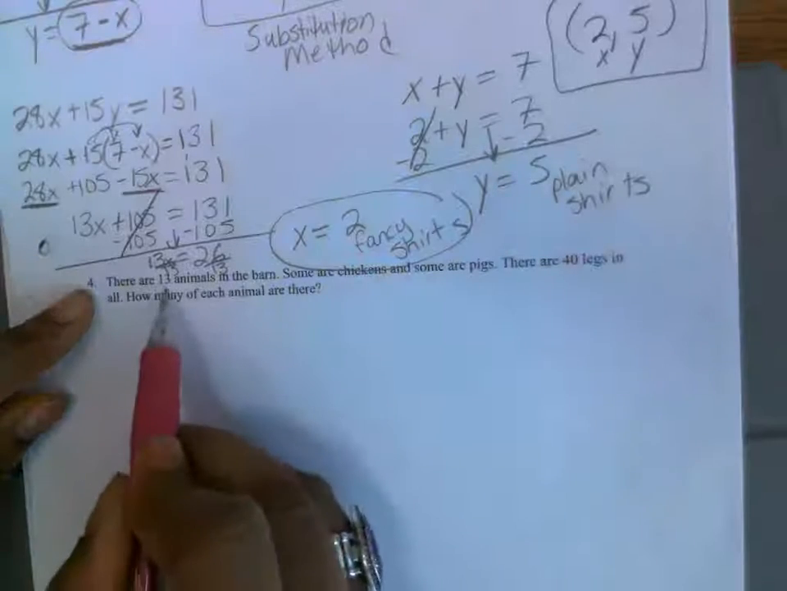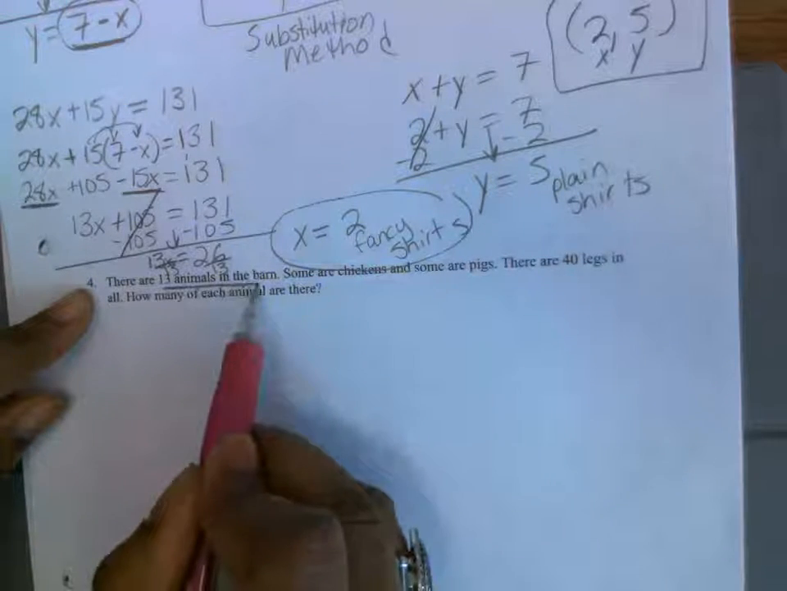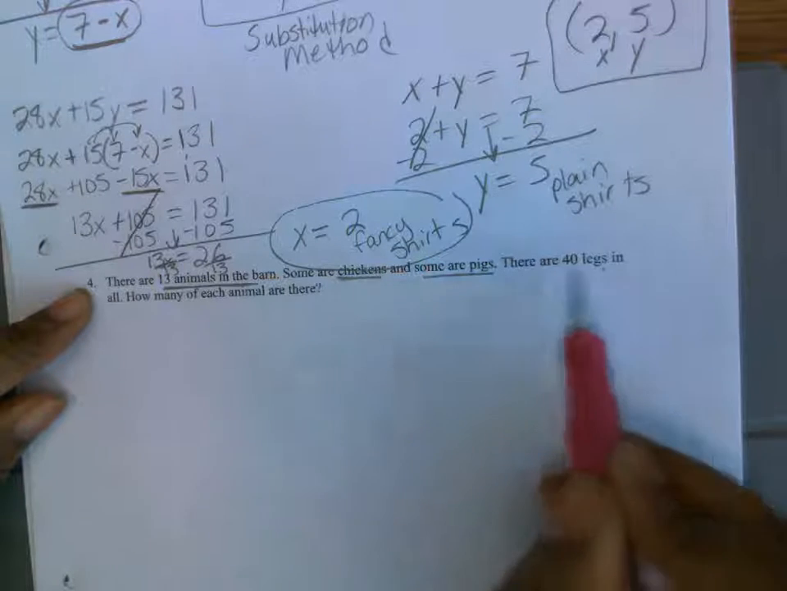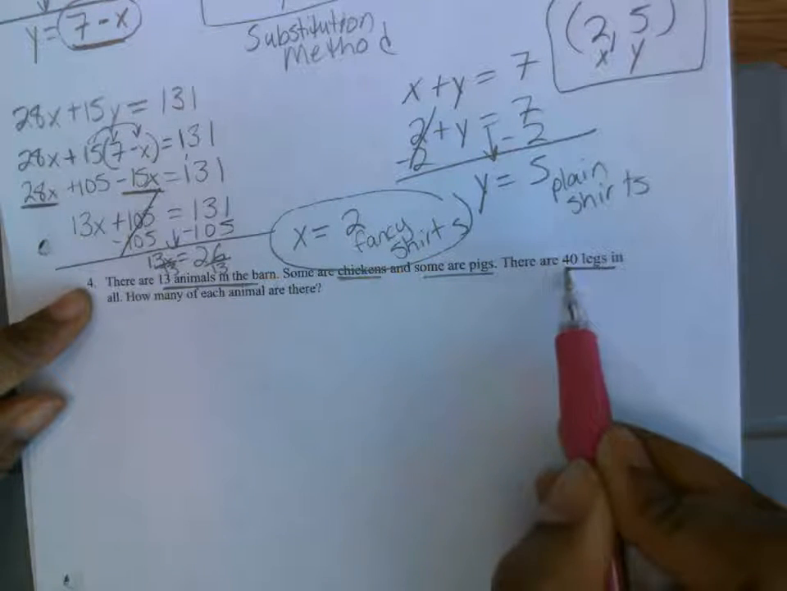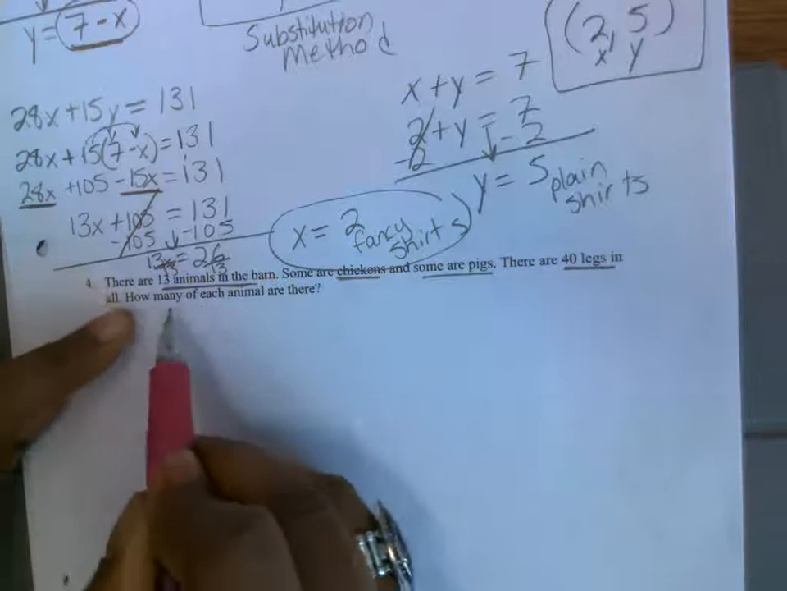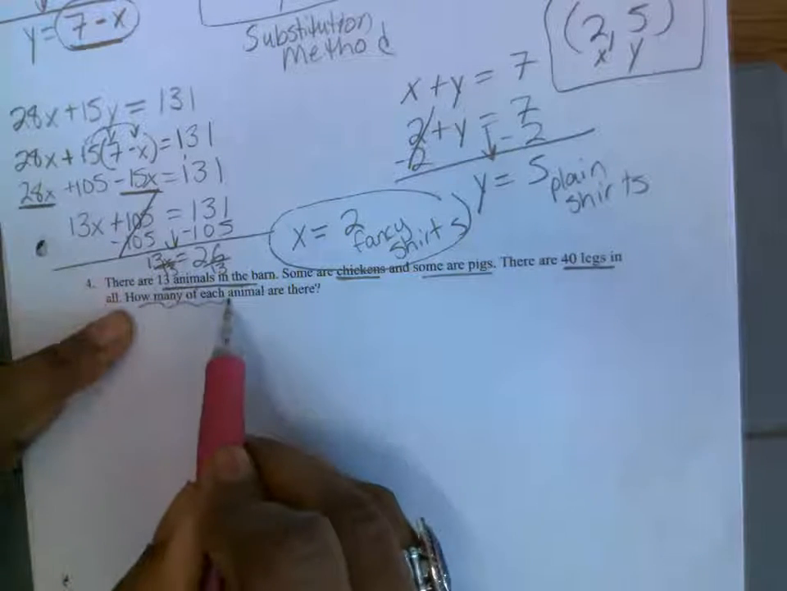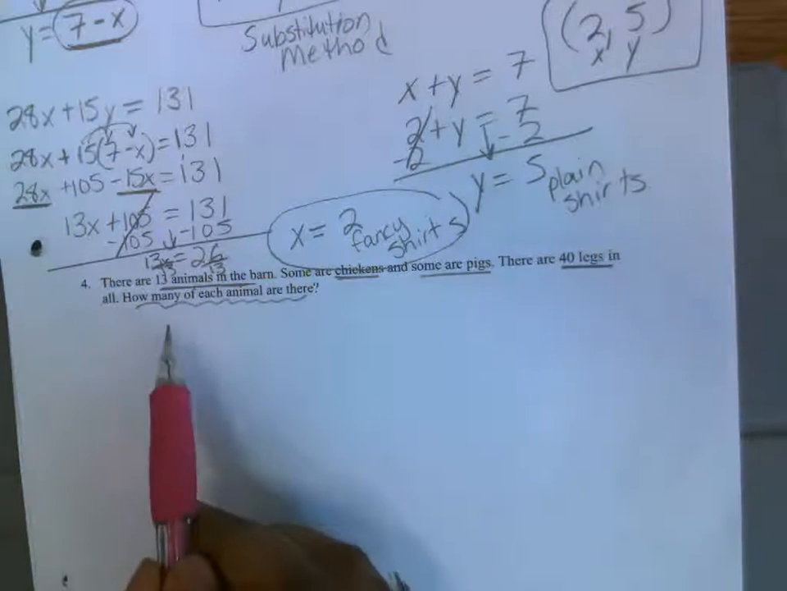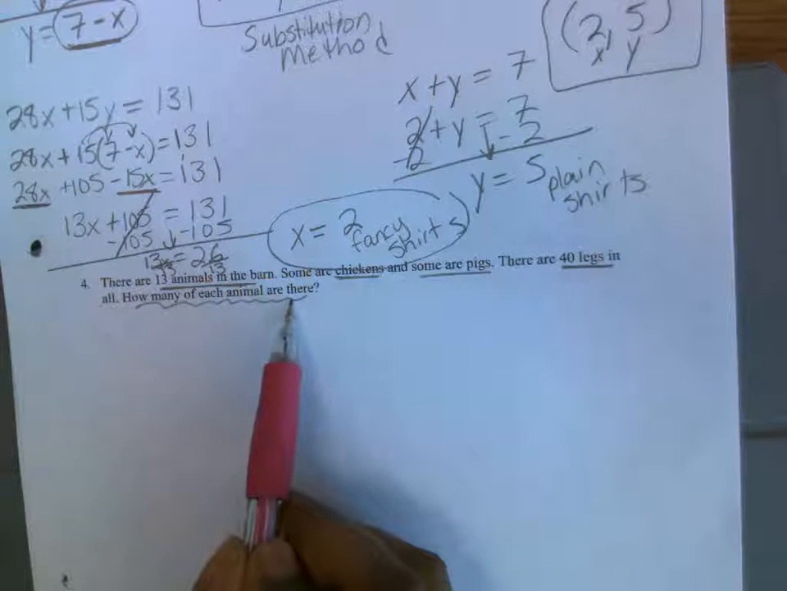It says there are 13 animals in the barn. Some are chickens and some are pigs. There are 40 legs in all. How many, this is the question, how many of each are there? Okay, so we read it and we identified what the question is right here.